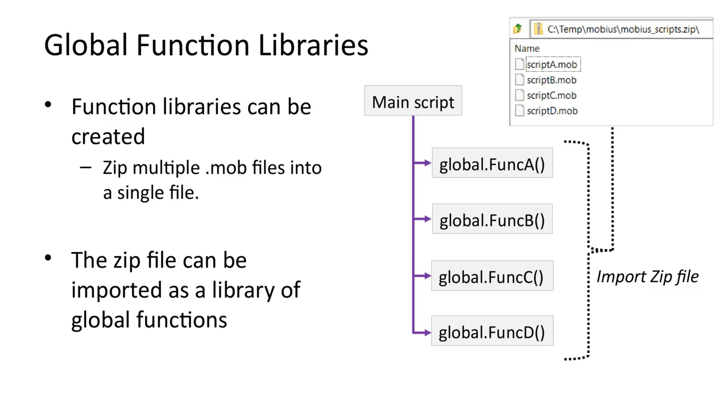Lastly, function libraries can be created by creating a zip file containing multiple Mobius scripts. Standard zipping software can be used. The zip file can be imported into Mobius in one step. Any Mobius files in the zip file will be imported as global functions. Using zip files in this way can make it easier to share global functions with other people. The zip file can also contain other files, such as documentation or version information.